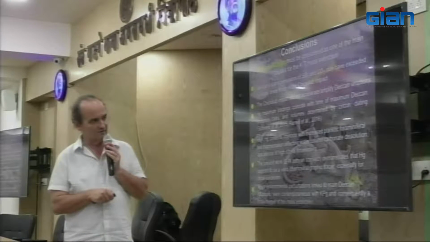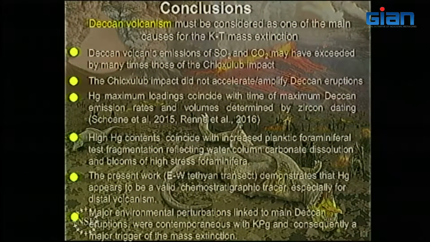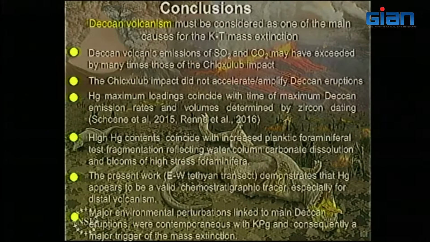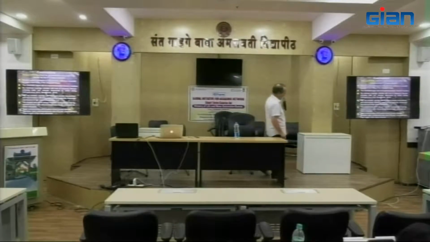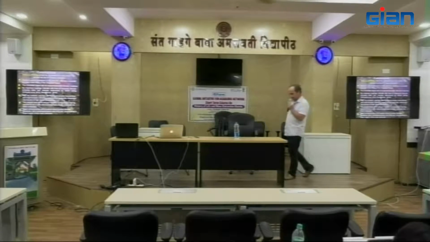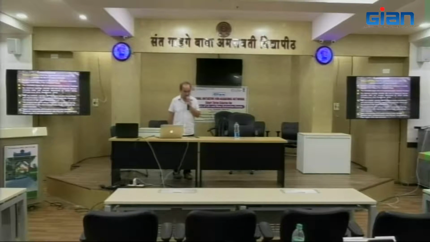And this is a very nice thing, that we can correlate our section using the mercury anomaly with the Deccan activity, okay? So I really think that major environmental perturbation linked to the main Deccan eruption was contemporaneous with the KPG, the Cretaceous-Paleogene boundary, and consequently was a major trigger of the mass extinction. And I can finish this presentation by saying that, in some part, Deccan volcanism, especially Poladpur, which is so close to the KT boundary, put a huge stress on the biosphere, okay?